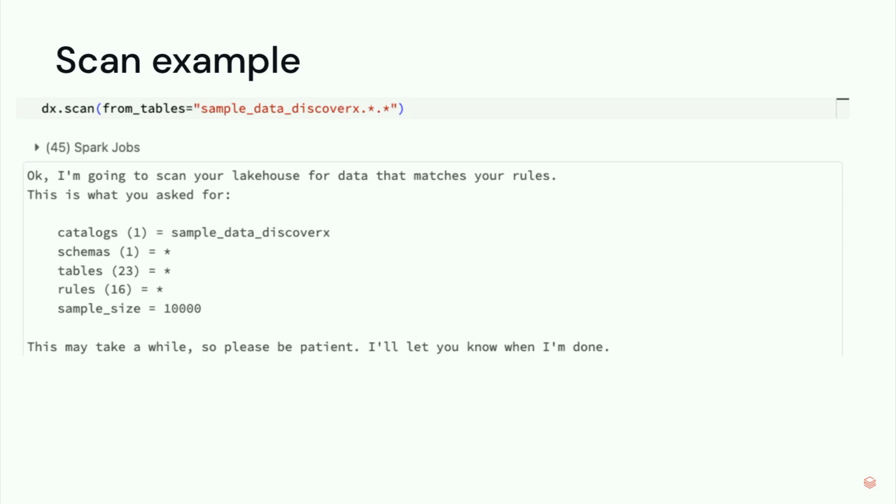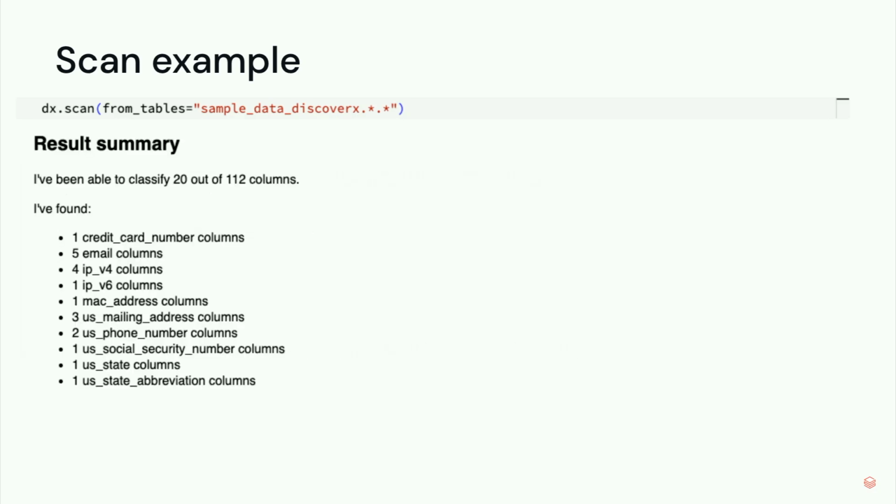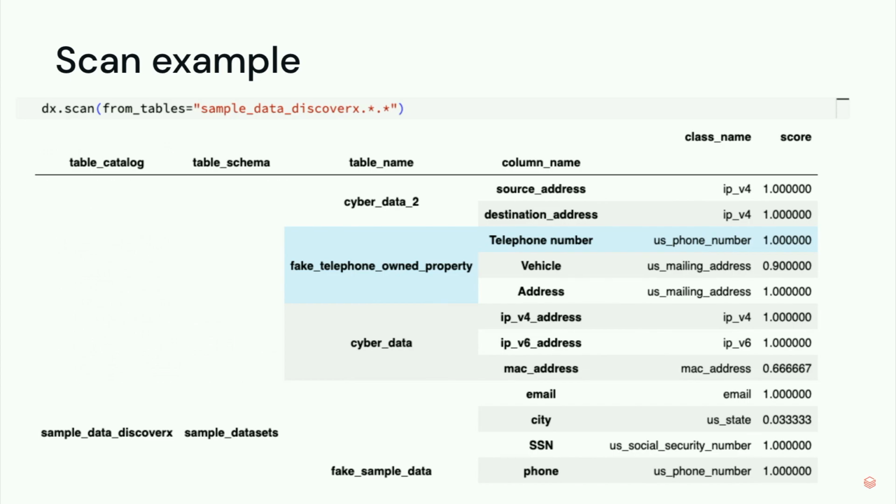So the scanning will go in parallel. Usually it takes a few seconds per table. And you would get a result summary with what has been found. So for instance, one credit card number, 5 emails, IPv4, and so on. But it will also give you the details of how many rows were matched. So in this case, you see the score. The score is a number that goes from 0 to 1 that tells how many rows did match that exact rule.